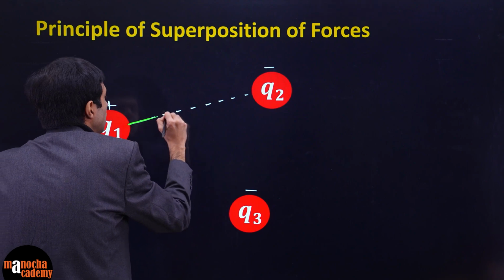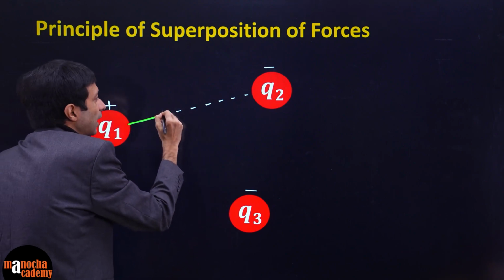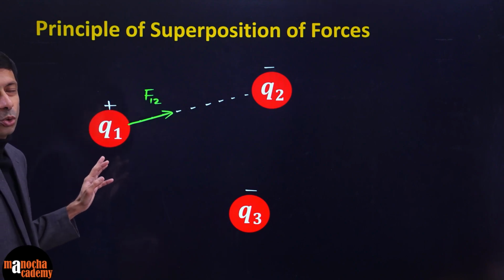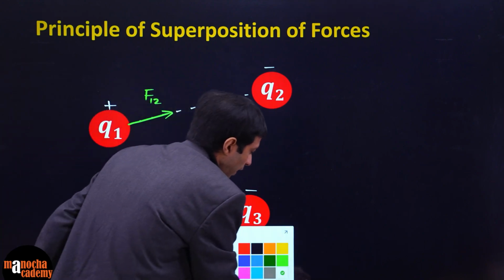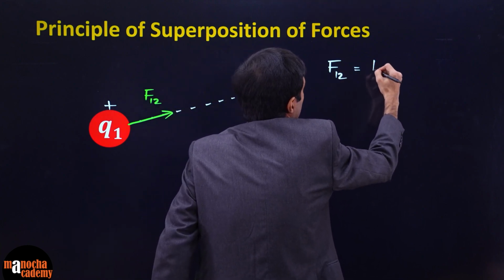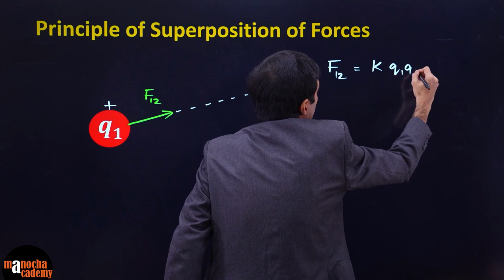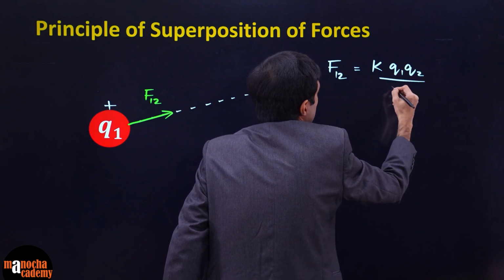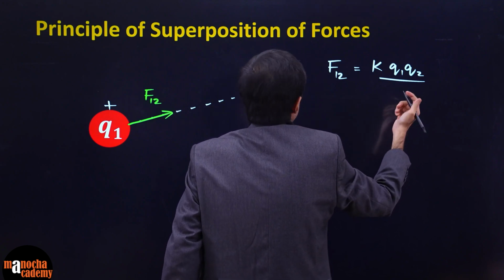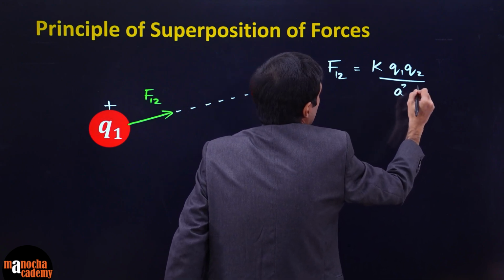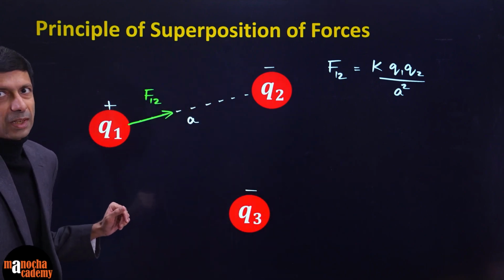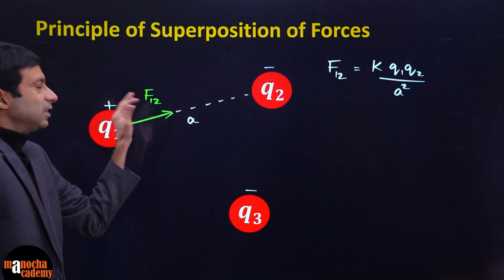So let's say I'm interested in the force on 1 due to 2, so I can mark it like this, F12. So this is going to be F12, and how do I calculate it? I calculate the value using Coulomb's law. F12 is going to be k Q1 Q2 divided by the distance, let's say a distance a here, so a square. So let's say the distance of separation is a between these two charges. Clear? So that's the magnitude and this is the direction.